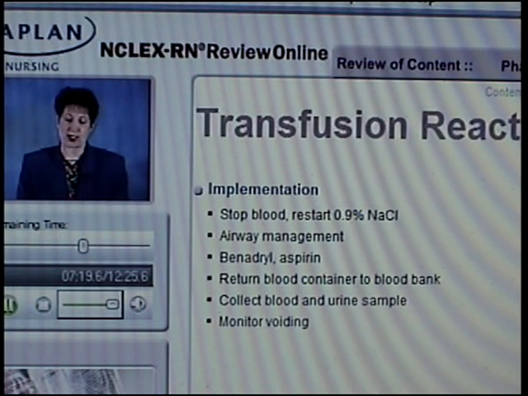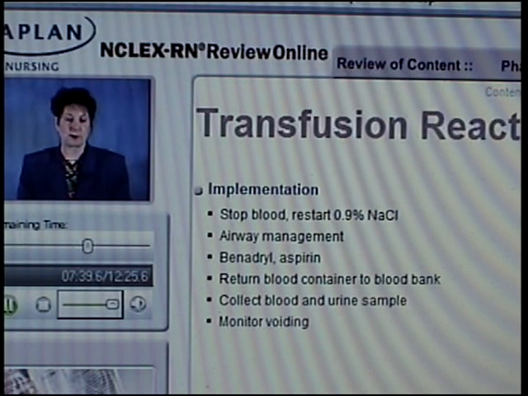And the first thing you will check is to make sure that your patient has an airway, that they are actively breathing and have adequate respirations. They use Benadryl, which is an antihistamine. They may use aspirin. You will return the blood container to the blood bank. It is not something that is thrown away.